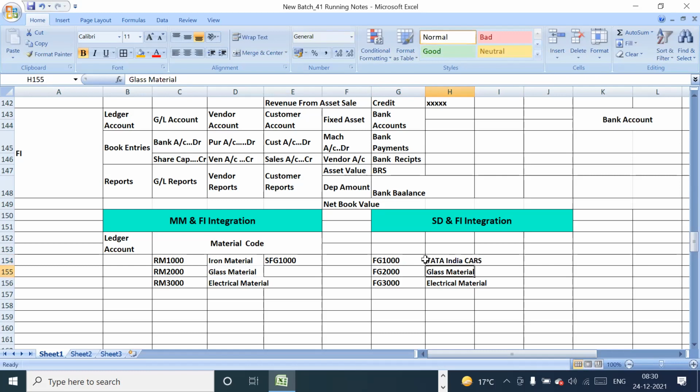Separate. If I have a separate material code for Tata Indica cars, then we are able to identify how many Tata Indica cars are manufactured, how many are sold this month, how many we have as closing stock. And also we are getting advance bookings from the customers. So we come to know what stock we need to manufacture.